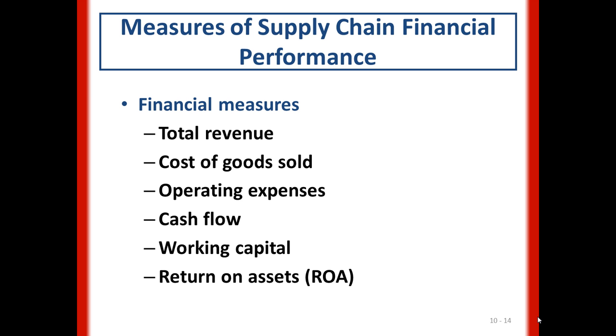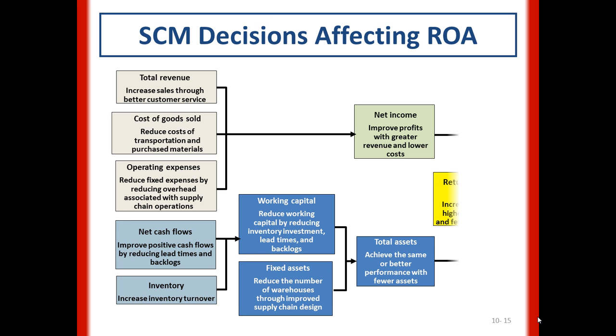Okay, not only the two measurements that we use to measure inventory, we can also use other types of measurement to measure supply chain performance. For example, we can use total revenue, cost of goods sold, operating expenses, cash flow, working capital, return on asset. This picture shows you the effects of different types of measurement on the return on asset.